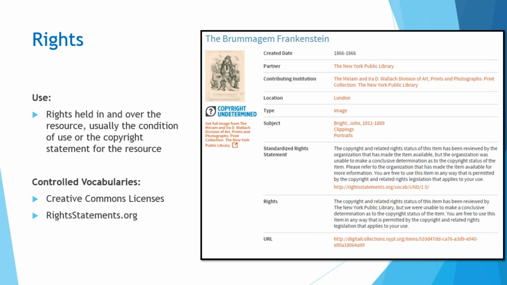The rights field is both required and repeatable. It is used to describe the rights held in and over the resource. This usually includes the condition of use or the copyright statement for the resource. It is important to note that the copyright holder is not necessarily the institution that provides access to the resource, and an institution may be the copyright owner if the original copyright owner assigned the rights to the institution in a written statement, or if the institution was the creator of the original resource. And simply owning an object does not make you the rights holder necessarily.